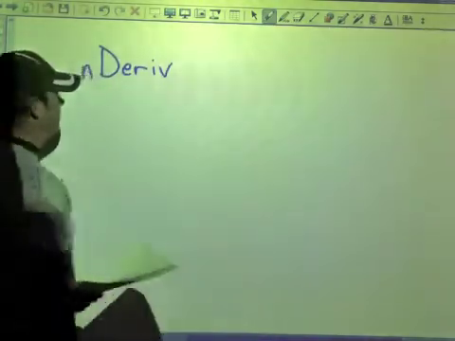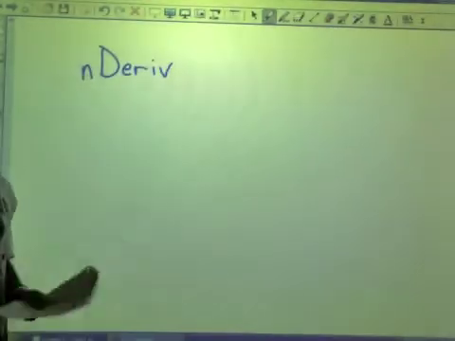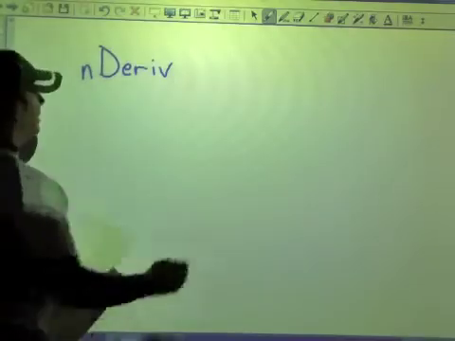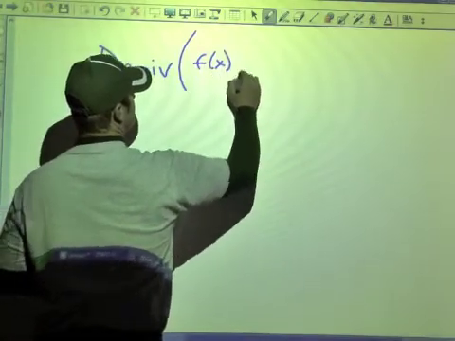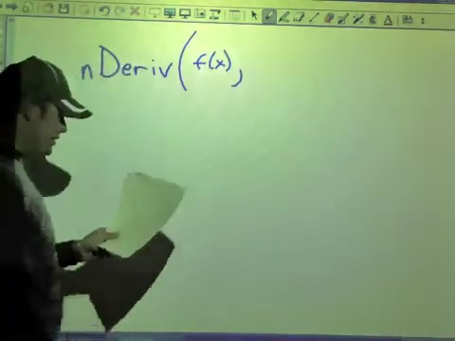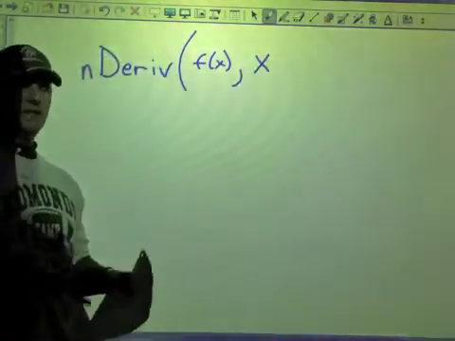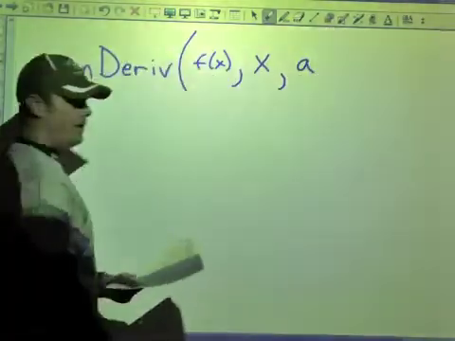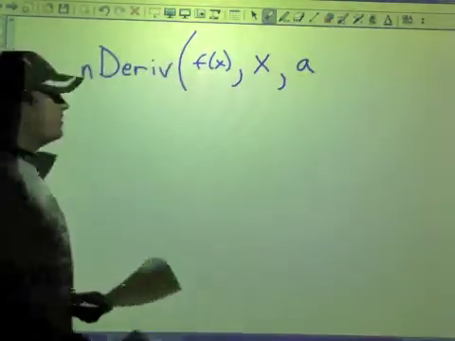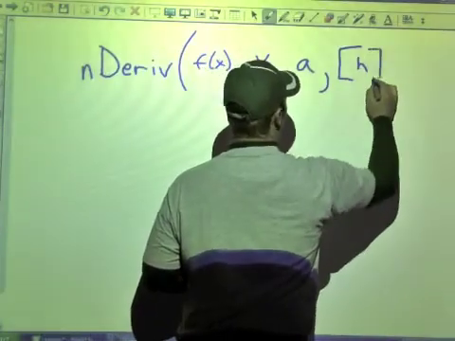There's a function, I'll show you where it is in a second, called nderiv, which basically stands for numerical derivative. Okay? And how you have to enter it is you first enter the function, comma, x. You have to tell it that x is the variable, comma, your a, which is where we're trying to find the derivative, comma, whatever you want to use for h.